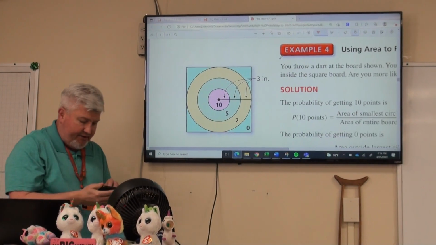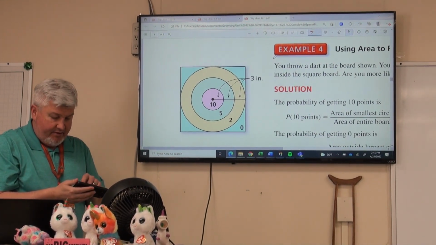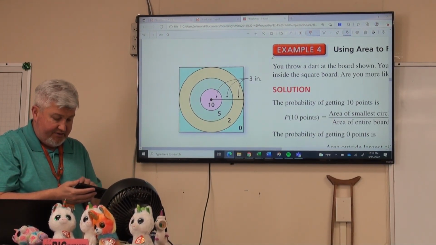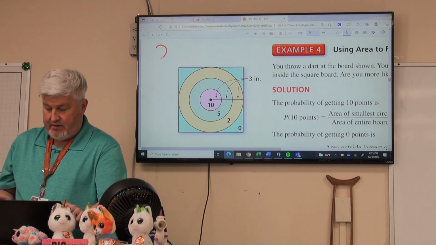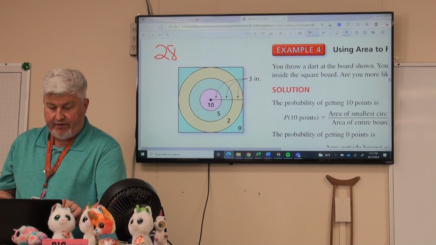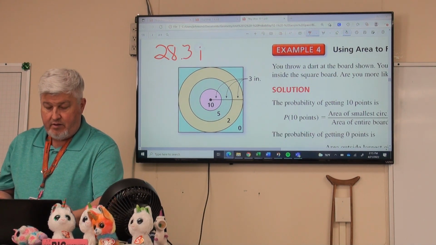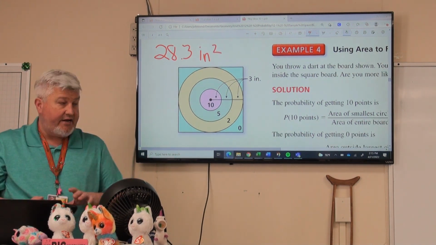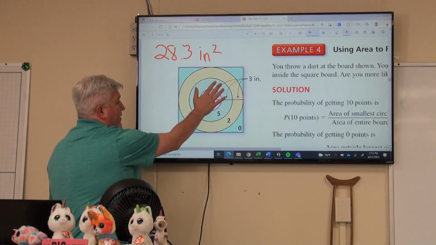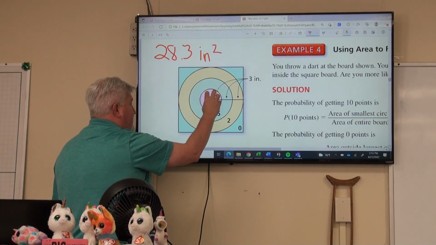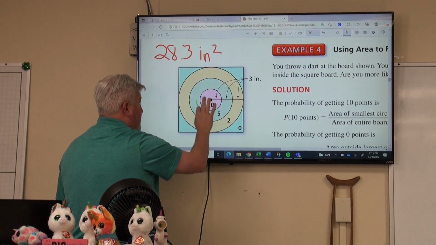Well, we had just calculated the pink area. Let me be mindful of what that was. The pink was 28.3 square inches. Okay? So now if we want to calculate the area of just the green, we need to calculate the area of that whole circle and then remove the pink to see what the green is.